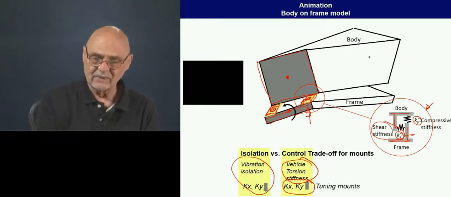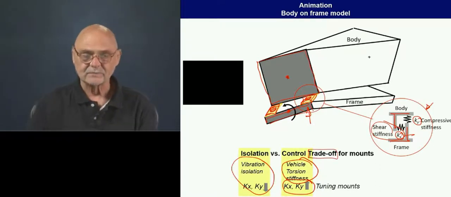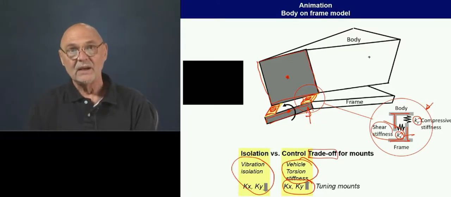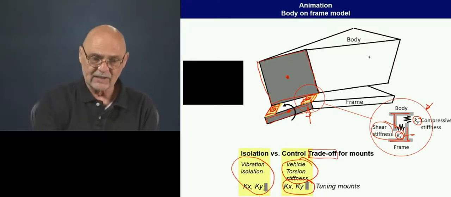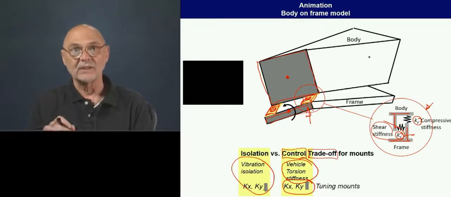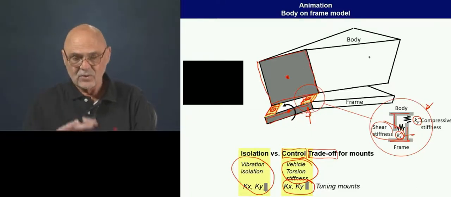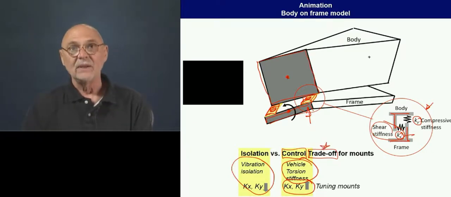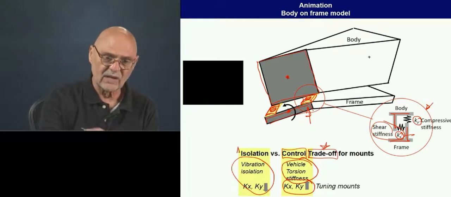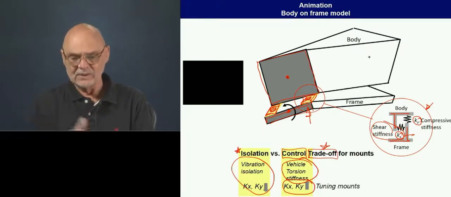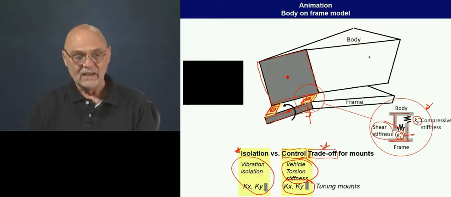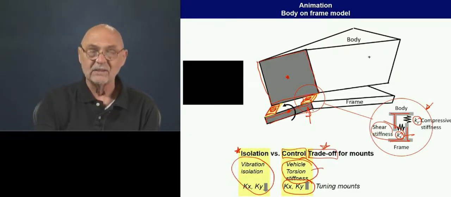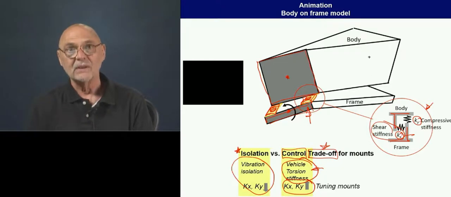So we get a trade-off necessary between isolation of vibrations and noise and control of the torsional rigidity of the car. And there's no right answer. It's just a trade-off. We can't have both. Often the reason that we have a frame on a passenger car is because we're trying to do this. We're trying to isolate some of the objectionable noises and vibrations, so that we end up having a slightly torsionally more flexible structure.